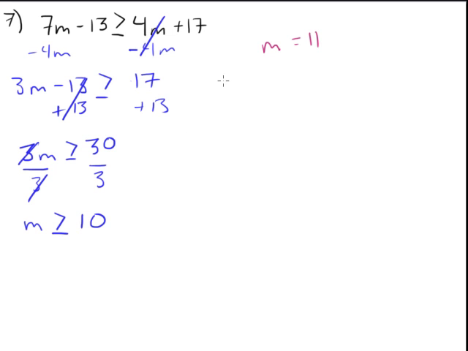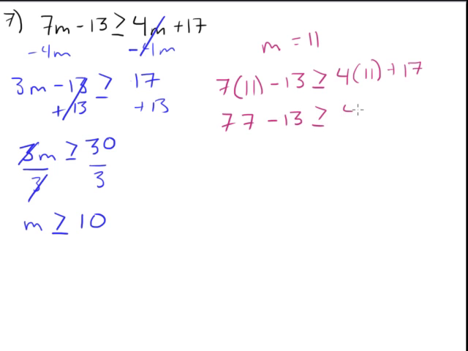So I'm going to have my original equation, and wherever I see an m, I'm going to put an 11. So I'm going to put an 11 here, minus 13, 4 times 11, add 17. Okay? So this is going to turn out to 77 minus 13, 44 plus 17. 77 minus 13 is going to be 64, greater than or equal to 44 add 17 is going to give me 61. Now let's look at this equation. Is 64 greater than 61? Yes, it is. So this is correct.